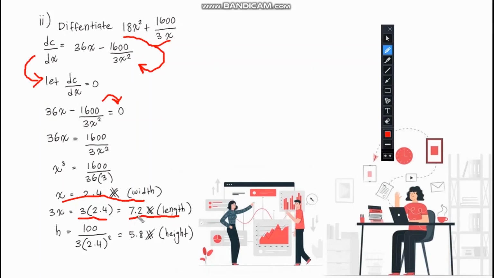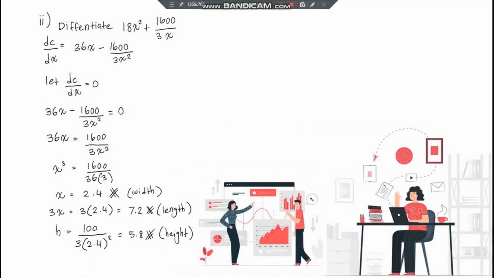And finally you can find the height by substituting x into the equation for h, and you will have 5.8 as the minimized height of the aquarium fish tank. Okay, from here, once we have x, we can use the second derivative test to check whether x really gives us the minimum dimension of the rectangular aquarium fish tank.